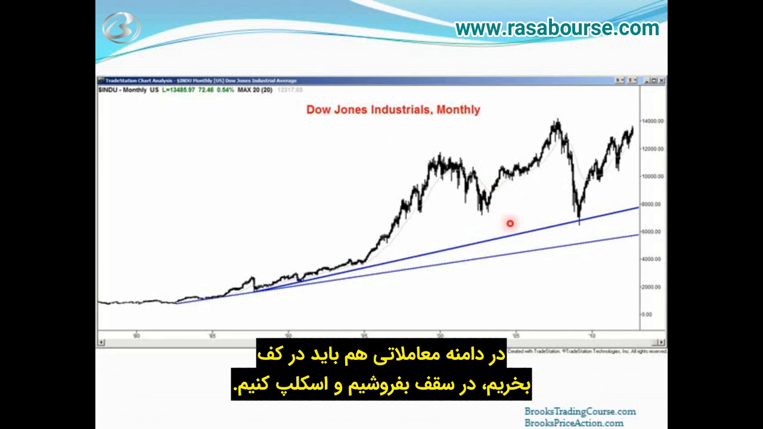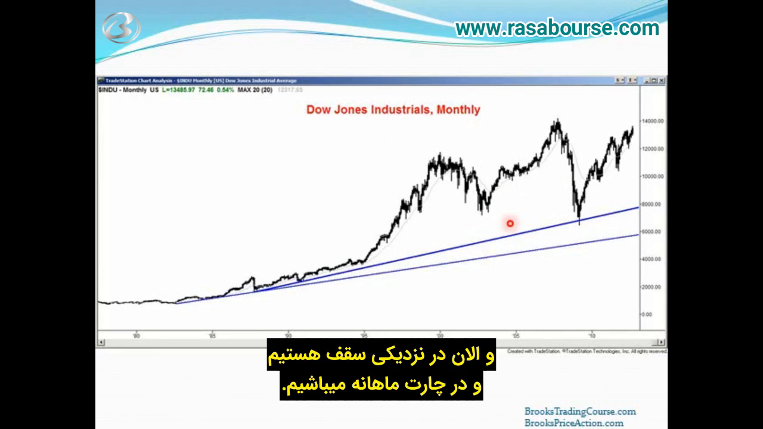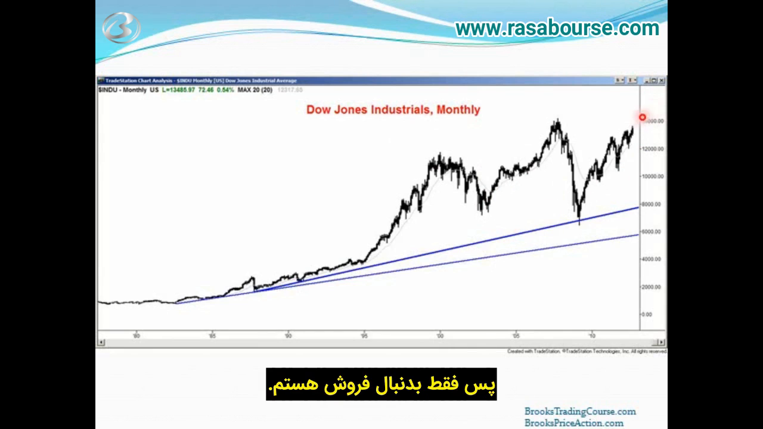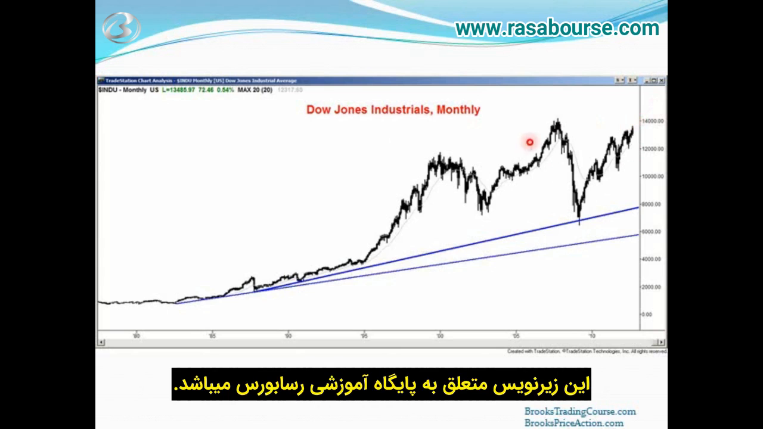And trading range, buy low, sell high, scalp, we're near the top. So on the monthly chart, I would only be looking to sell.